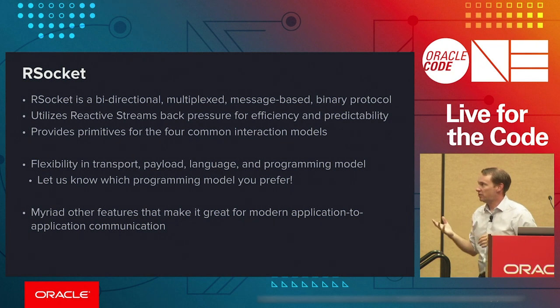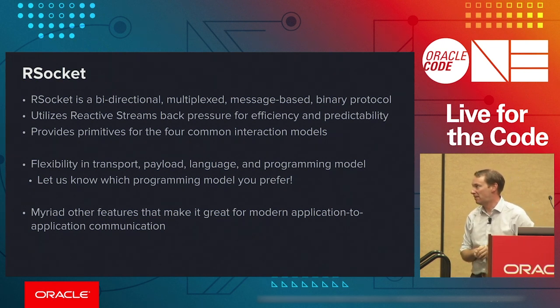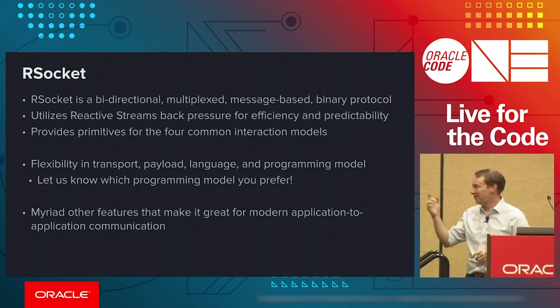So RSocket, as we said, is a bidirectional, multiplexed, message-based binary protocol. Definitely a huge mouthful, but it is what you would be looking for in protocols if you were designing a new protocol today. It uses Reactive Streams backpressure, that pull-push backpressure that we saw, and it provides those four common interaction models. We value its flexibility in transport, payload, language, and programming model, especially around programming model.